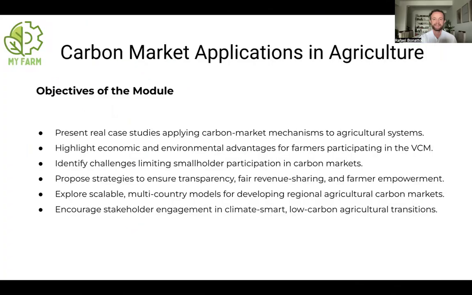Let's go. So first, let's start with the objectives of the module. I have a few more objectives in this module. It will be around 60 minutes, one hour of training today, and that's why I have many objectives. I'll start with the first one: present real case studies applying carbon market mechanisms to agricultural systems.